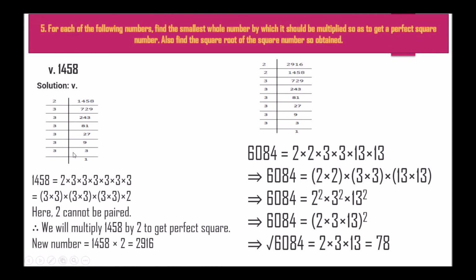1458. If we do it with prime factorization, we can find that 2 cannot be paired. So we will multiply it with 2 to get 2916. Then we will do the prime factorization of the same.